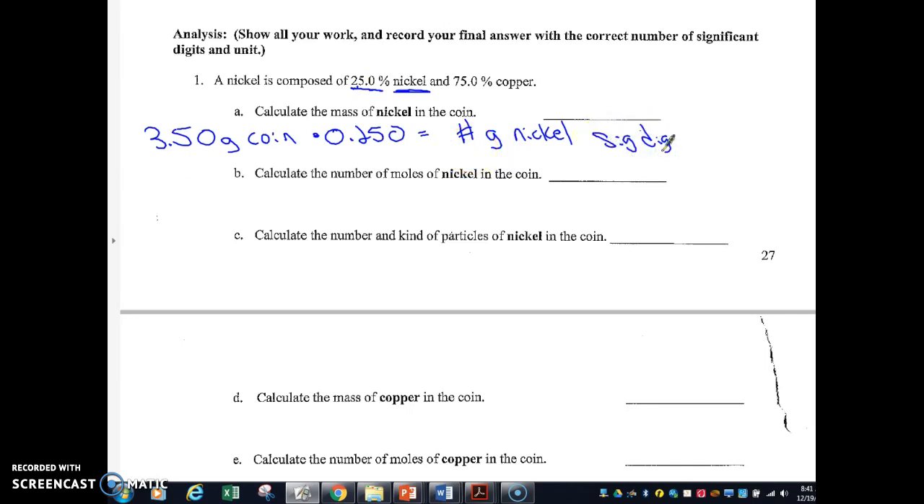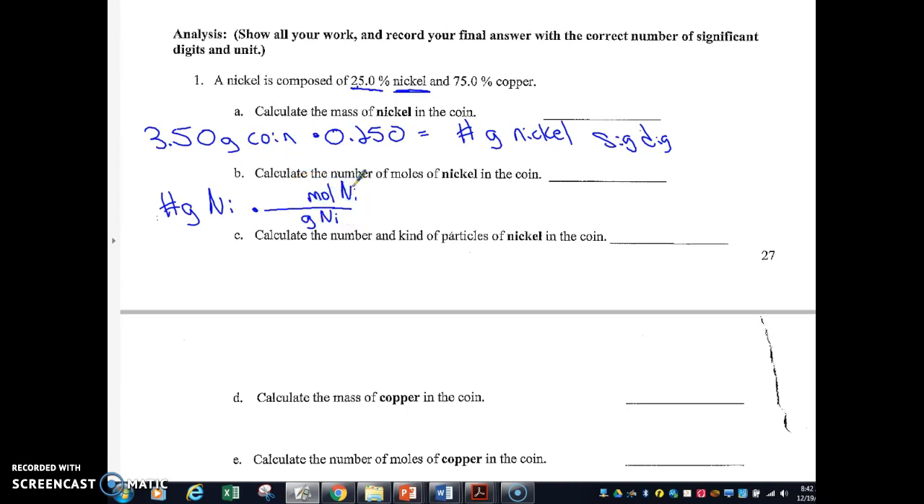And what you want to do in the next step is you start off with that answer, the amount in grams of the element nickel. And it says to calculate the number of moles of nickel in that coin. So you're going to start off with grams of nickel. You're going to have to set up a conversion factor. And since you start off with grams of nickel, that's what's going to go on the bottom. And if we're converting to moles, moles of nickel goes on top.